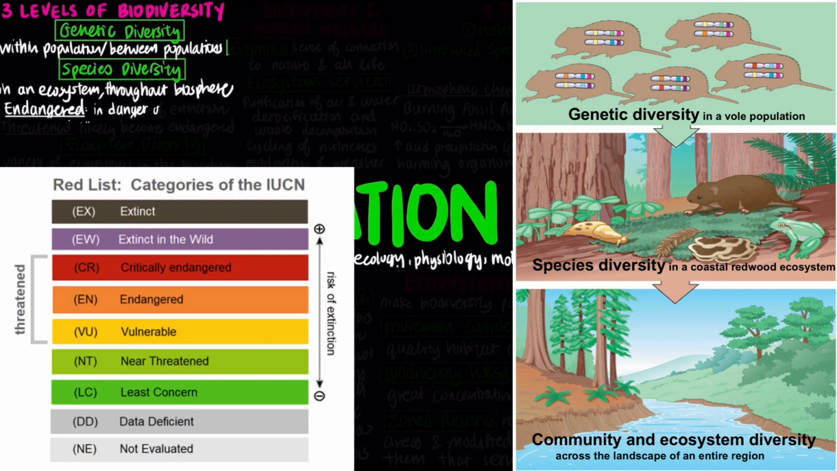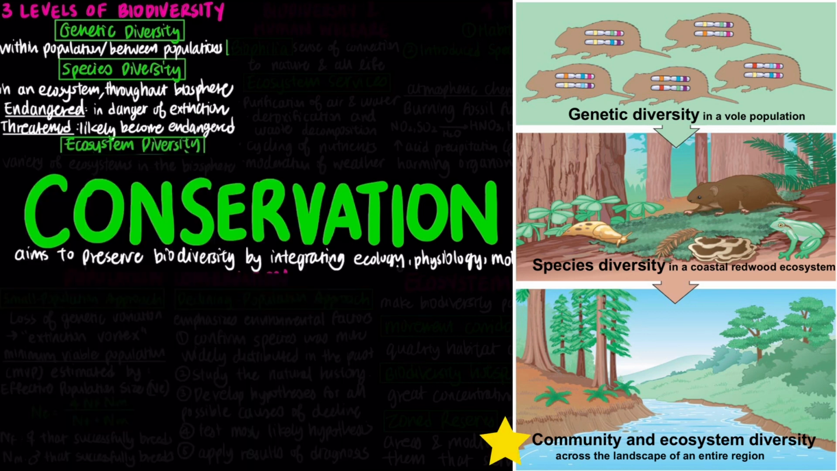An endangered species is in danger of becoming extinct throughout all or in a significant portion of its range. A threatened species is likely to become endangered in the foreseeable future. Ecosystem diversity refers to a variety of ecosystems in the biosphere.